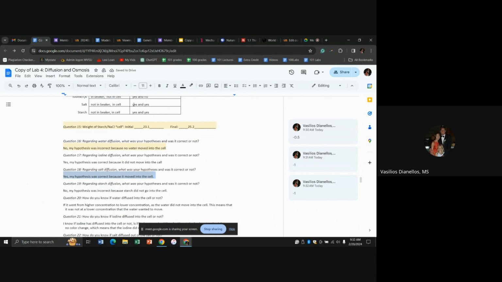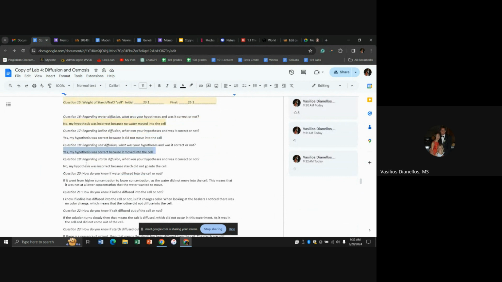As a matter of fact, according to your data, the salt moved out of the cell, right? And that's what the question should have addressed, right? Will salt move out of the cell? Had you done a correct hypothesis, then you would say yes, salt will move out of the cell, or no, salt will not move out of the cell. In which case, we could have properly addressed that with question 18. But this is where we are.